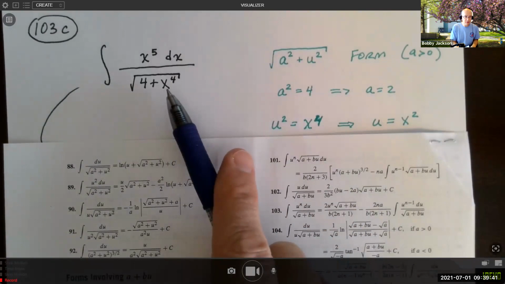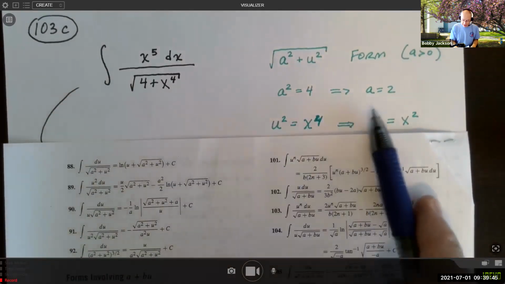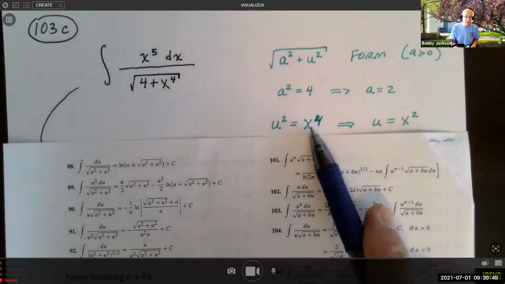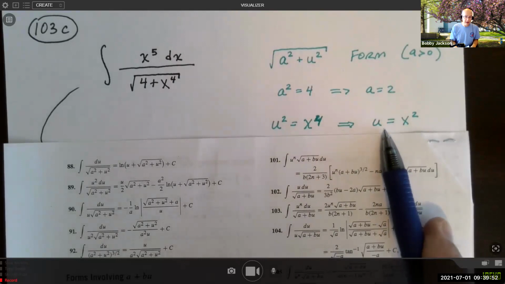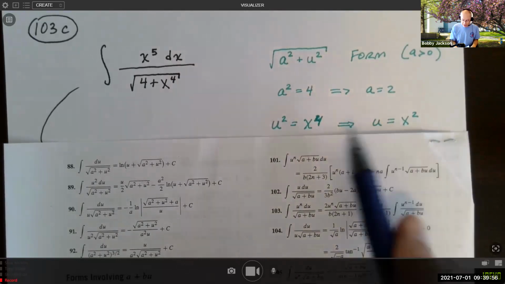I really want that to be u squared. I know the a squared is 4, so that tells me a is 2. And then the u squared, I'm going to let be x to the fourth. That means that u is actually what? X squared, because if I square u, squaring x squared gives me x to the fourth.